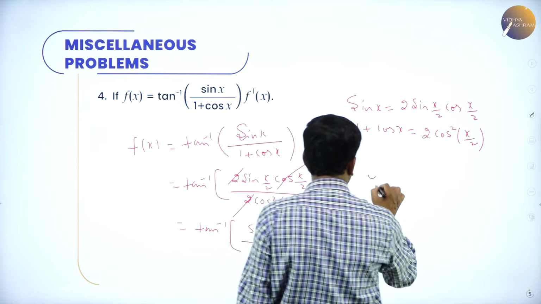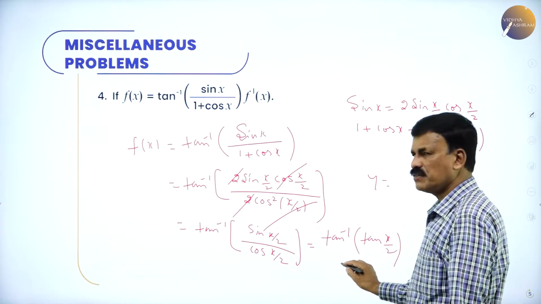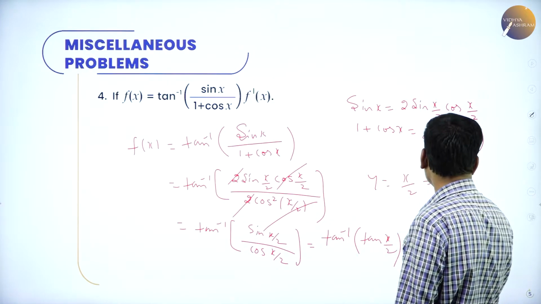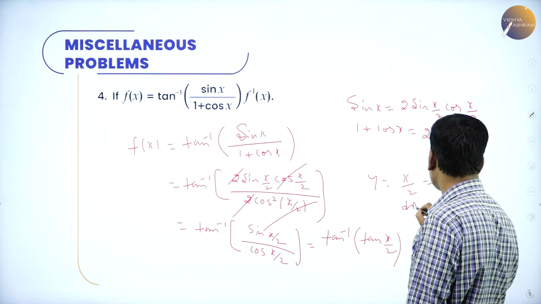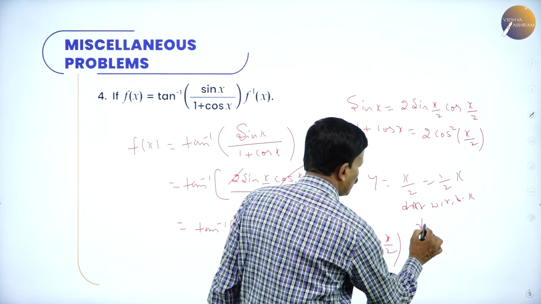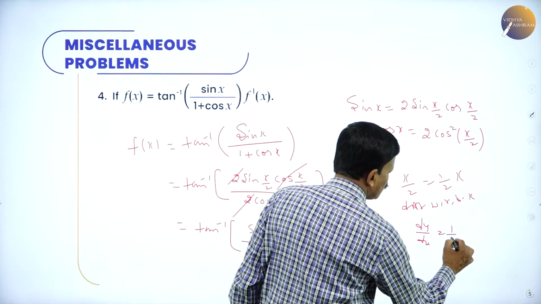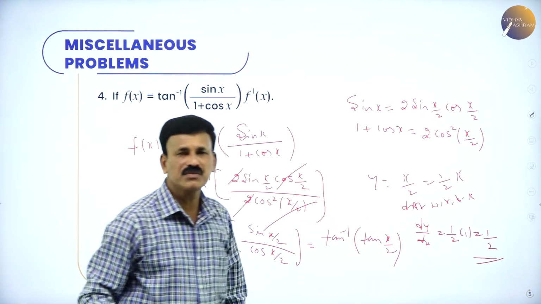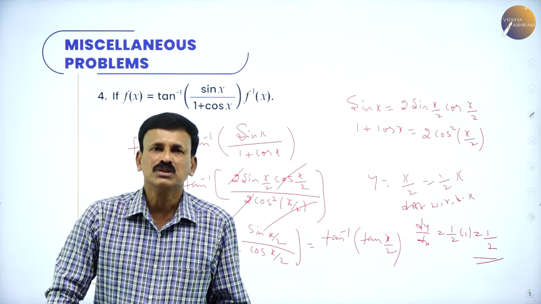Now therefore y is equal to, this is y, y is equal to tan inverse of tan, which is again x by 2. This can be written as x by 2. Differentiate now. Differentiating with respect to x, dy by dx is equal to 1 by 2, a constant, and the differentiation of x is 1. So the differentiated answer for this function is 1 by 2.